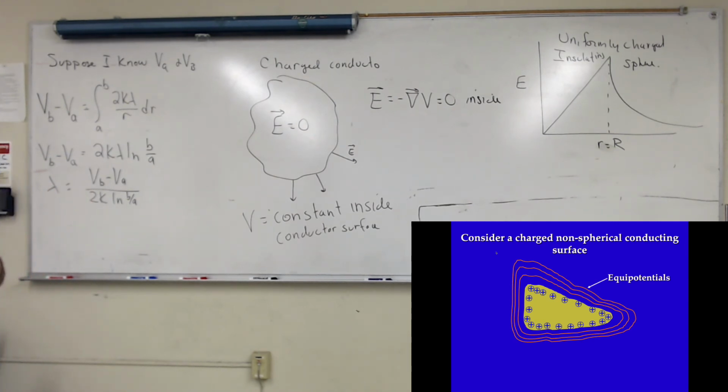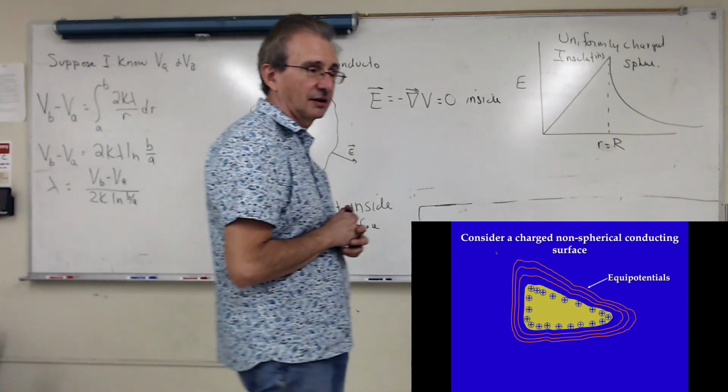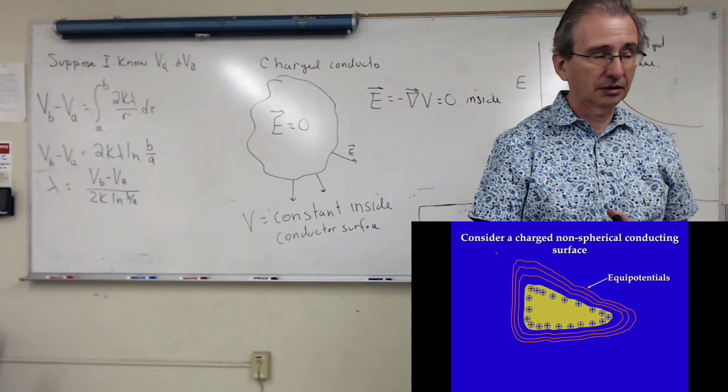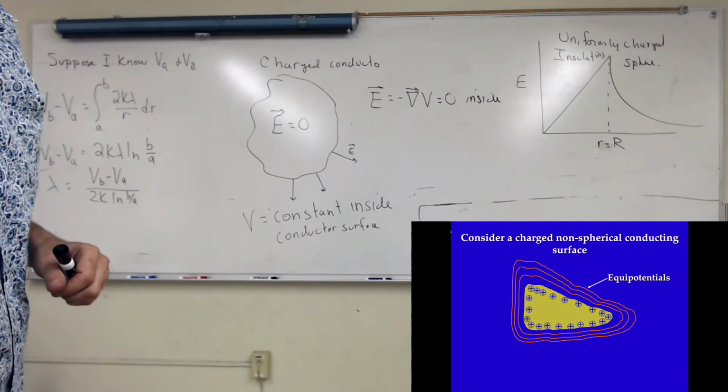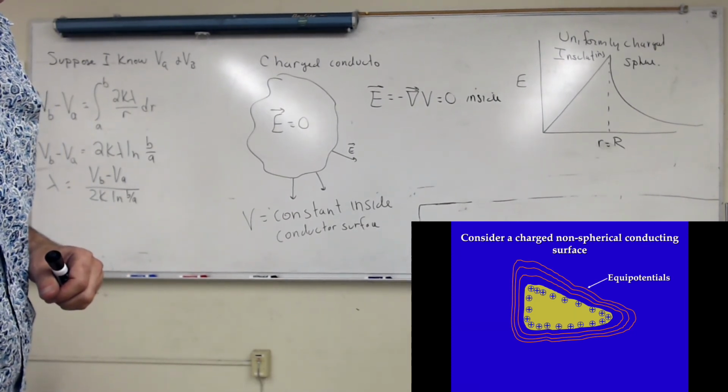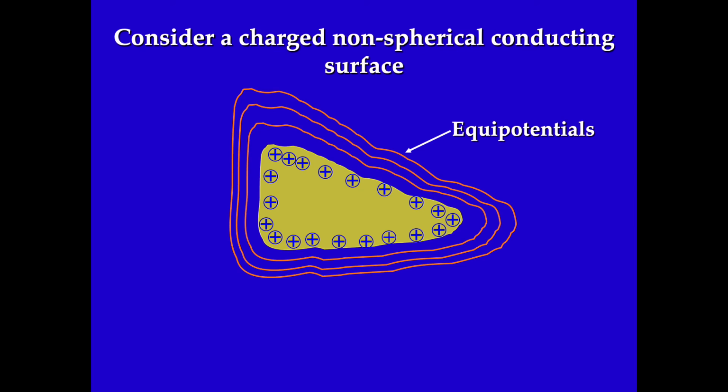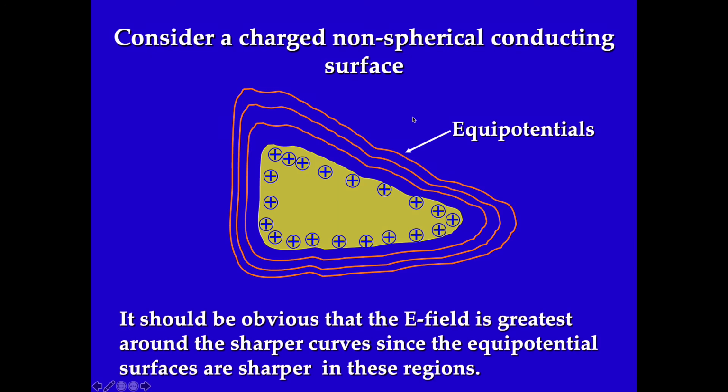Here are the equipotentials for a charged conductor. Notice how the equipotentials bend the most near the sharp edges. That's reflective of the fact that the electric field is strongest at the sharp points of the conductor. So if you have sharper equipotential curves, then the electric field is going to be greater in those regions.